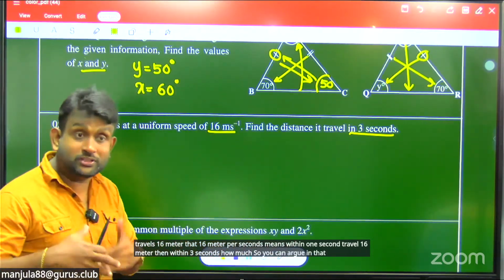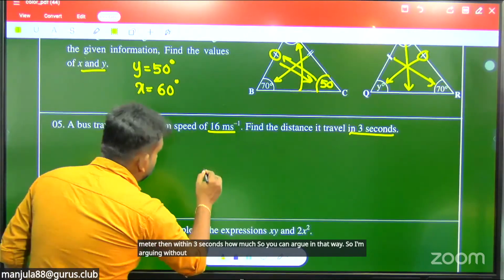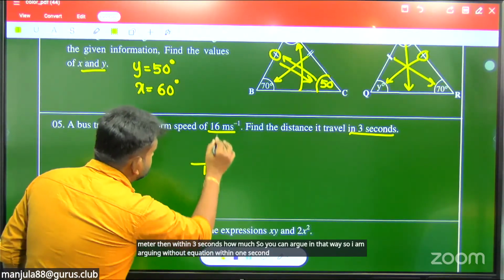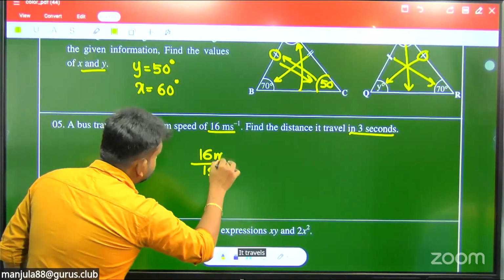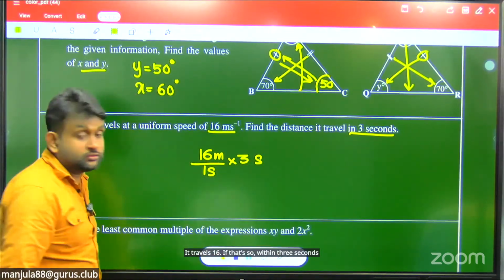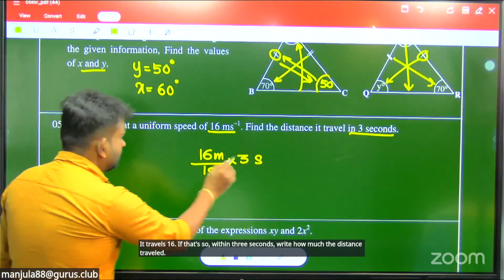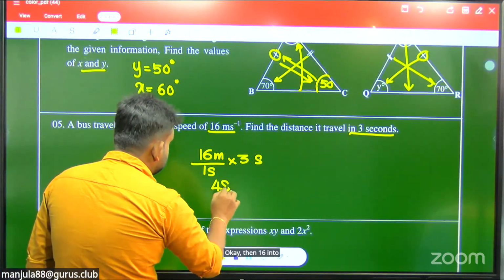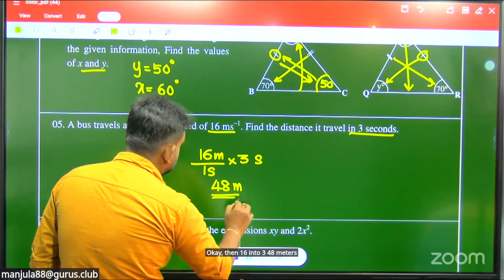So I am arguing without an equation. Within 1 second, it travels 16 meters. If that's so, within 3 seconds, write how much the distance travelled. Okay, then 16 into 3, 48 meters they can travel.